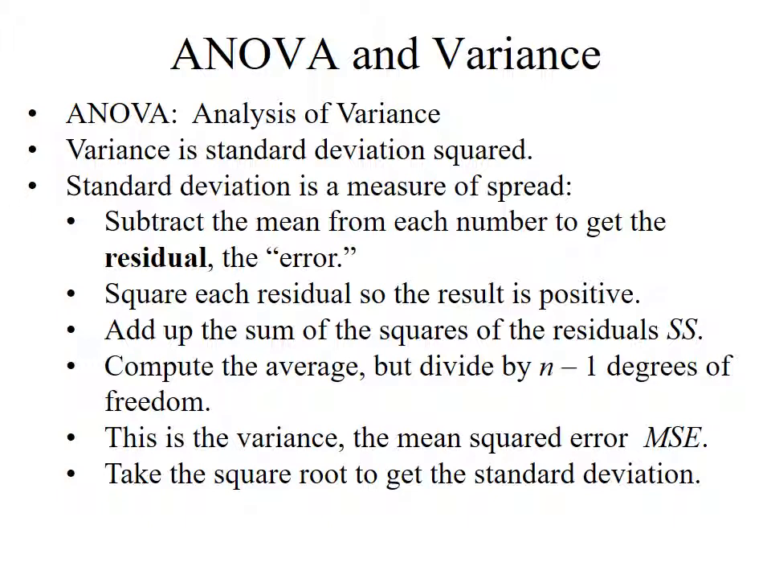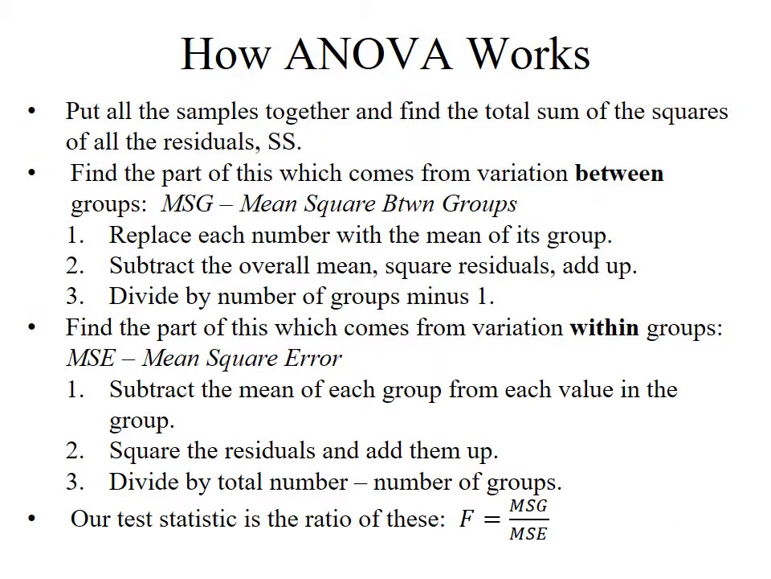Then we can divide the sum of squares by the number of degrees of freedom to compute an average, so that's usually going to be the sample size minus 1. And this then gives us the variance. That's how you would compute a variance by hand, also known as the mean square error, MSE. If I want the standard deviation, I then take the square root of this. All right, so ANOVA is based on that idea. Since it's analysis of variance.